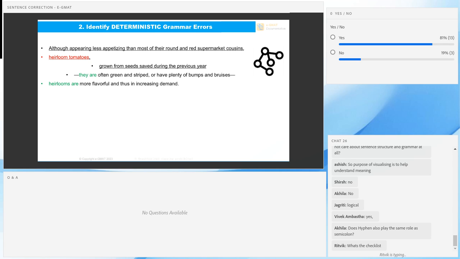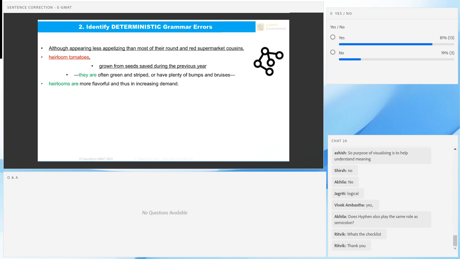And that checklist is there for each and every question that we cover in the application files and in the practice files and in Scholarium. And I'll talk about that when I walk you through the course structure. So the error over here is that heirloom tomatoes, the one that's marked in red, is hanging without any verb. There is no verb here. Okay, that is what the error is.